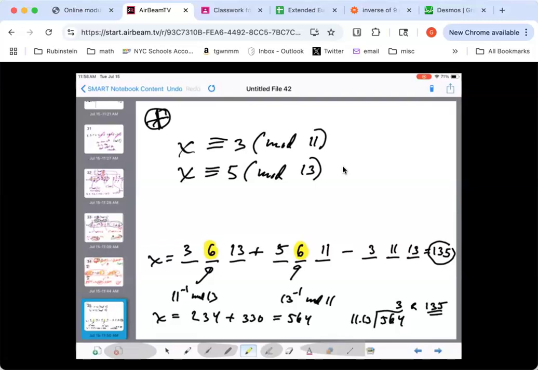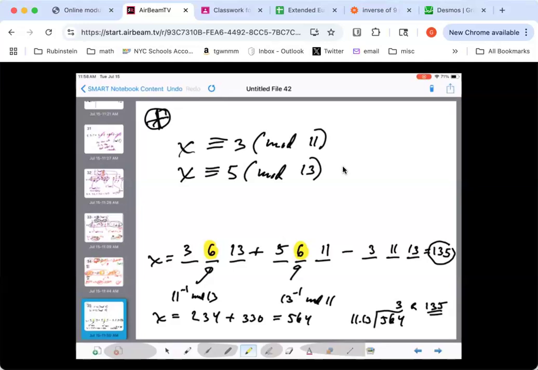13 times 6 is 78. 78 divided by 11 is 7 remainder 1. 6 times 11 is 66. 13 times 5 is 65. So that was just total coincidence. Usually those will be two different numbers.